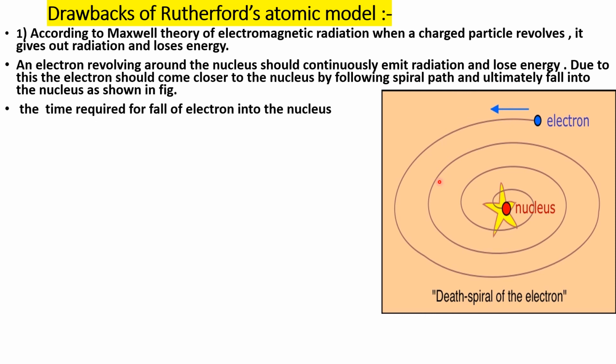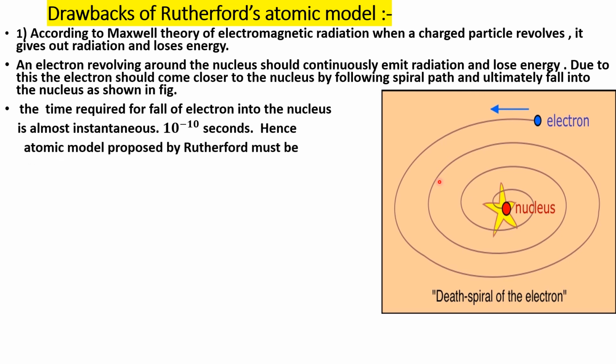But the time required for the fall of the electron into the nucleus is almost instantaneous, that is, 10 raised to minus 10 seconds. Hence, the atomic model proposed by Rutherford must be unstable, but in practice this does not happen.